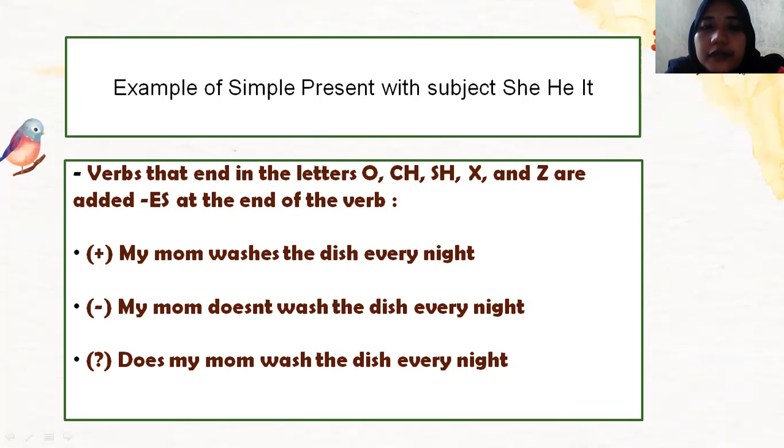For the negative: my mom doesn't wash the dish every day. Here we come back to verb 1 without ES. Interrogative: does my mom wash the dish every day?